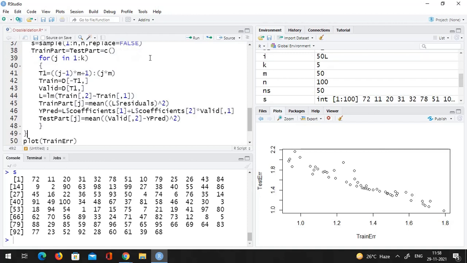And finally my training error for the ith sample has to be the mean of these 5 training errors, each from one fold, 5-fold we said. Similarly, test error has to be the mean of these test errors. Why do I need these vectors, train part and test part? Is it clear?